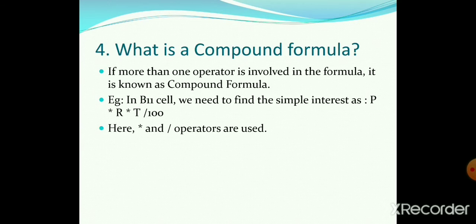Here there are two operators: one operator is multiplication and the other operator is division. The slash is used for division, and the asterisk symbol is used for multiplication. In this case both of them are involved, so we are going to call this formula a compound formula.